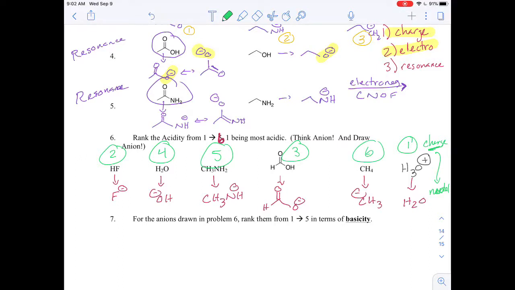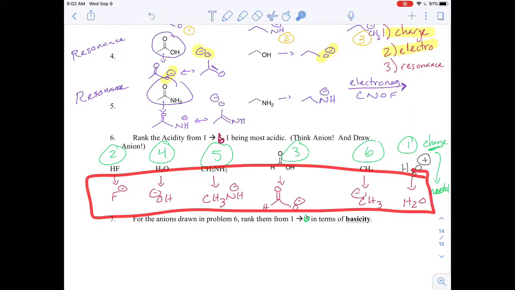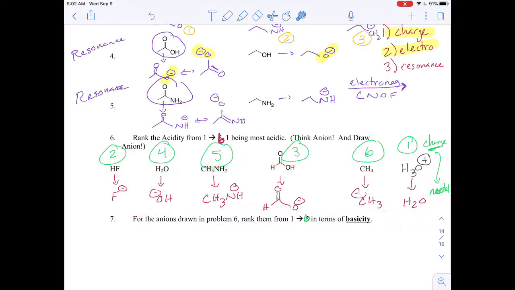Okay, so then on the bottom it says, for the anions drawn in problem 6, rank them in terms of basicity. So now you're going the other direction. Which one's the strongest? If this is the strongest acid right here, this must be the weakest base. It's just the opposite. If this is really strong, the other partner has to be really weak. So they're going to be the opposites. It's just that simple if we're going the other way.